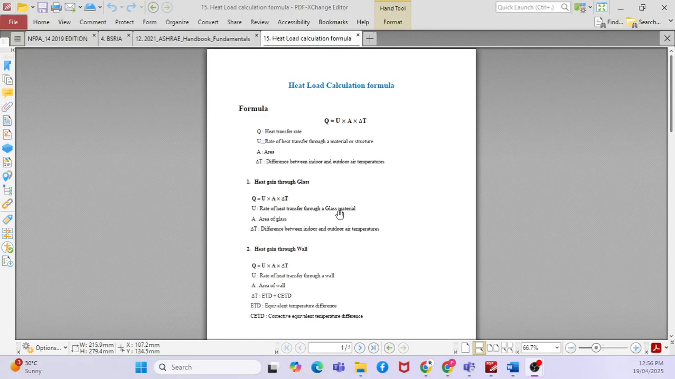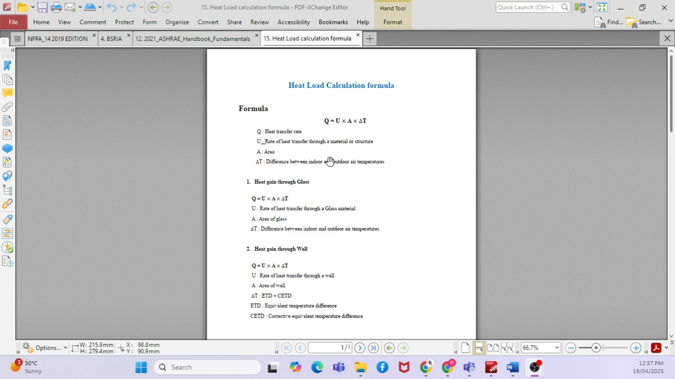We will discuss now the heat load calculation formulas. Basically, as I said before, our aim is to prepare the thermal load calculation for a particular building. Say, for example, for any of the spaces, such as a bedroom, you are going to do the thermal load calculation. You are going to find out what is the total heat inside the space, so what is the total heat to be removed?